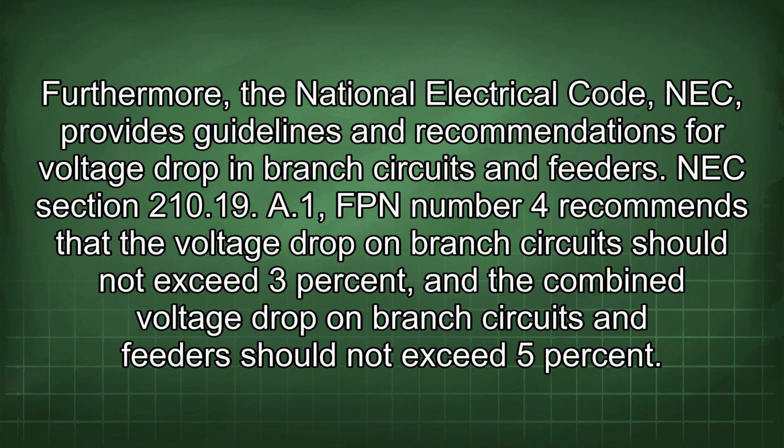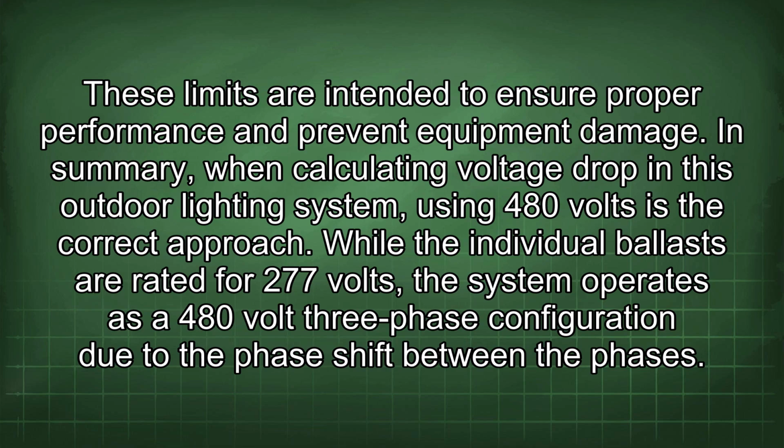Furthermore, the National Electrical Code (NEC) provides guidelines and recommendations for voltage drop in branch circuits and feeders. NEC Section 210.19(A)(1) FPN number 4 recommends that the voltage drop on branch circuits should not exceed 3%, and the combined voltage drop on branch circuits and feeders should not exceed 5%. These limits are intended to ensure proper performance and prevent equipment damage.